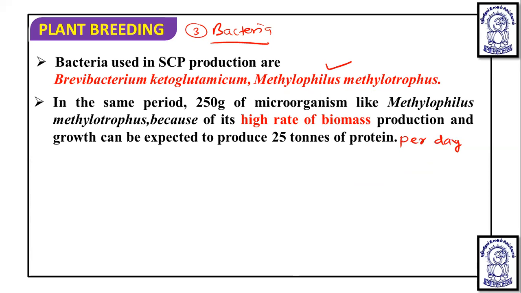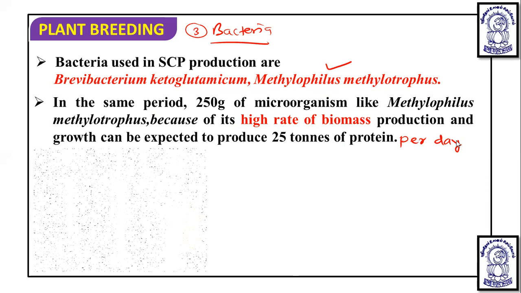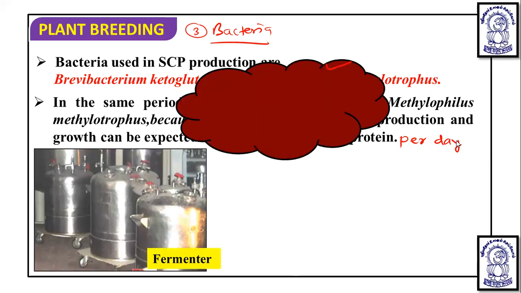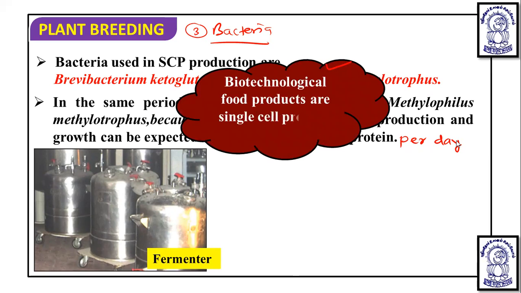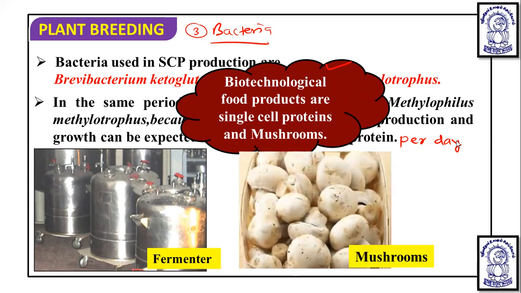Okay, so considering this, we can say that bacteria are more beneficial compared to other organisms, like the cow. This Methylophilus methylotrophus bacterium is of much importance. So a fermenter is used, and a tissue culture technique is done, and microbes are grown to obtain single cell protein. So biotechnological food products are single cell protein, and mushroom is also single cell protein. In such a way these single cell proteins are obtained.